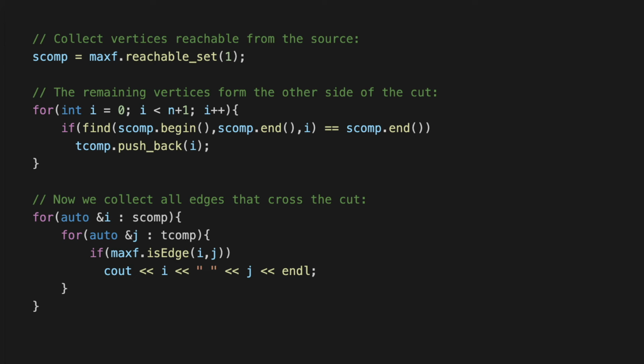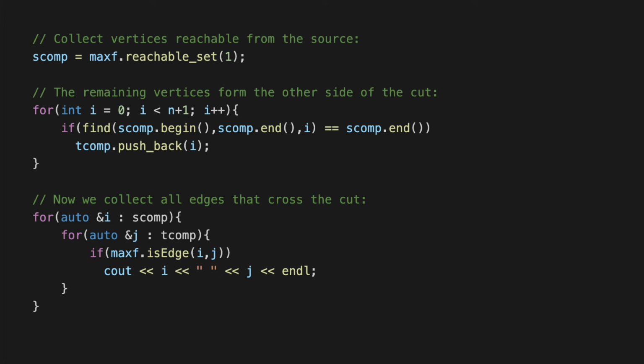So the first for loop here essentially identifies all of those vertices that don't belong to scomp, which is the part of the graph that's reachable from S in the last residual graph from Ford-Fulkerson, and this essentially constitutes our set T, which we are calling T-comp here. Finally, what we do is run a nested pair of for loops, which essentially goes through all pairs of vertices such that one of them is in S and the other is in T.